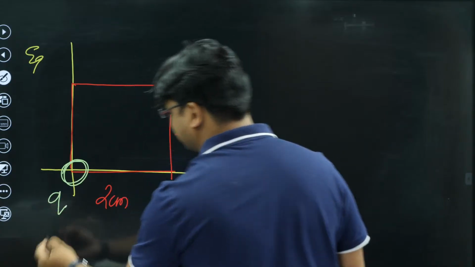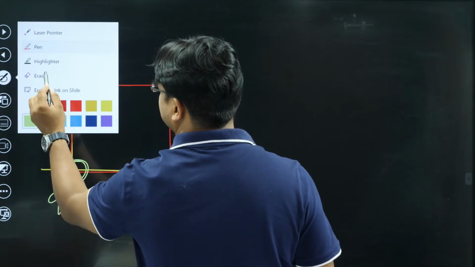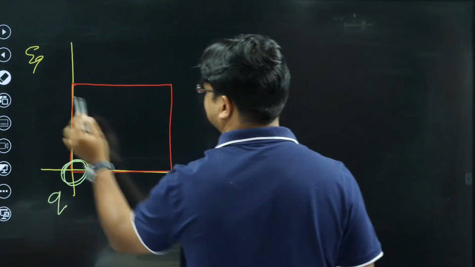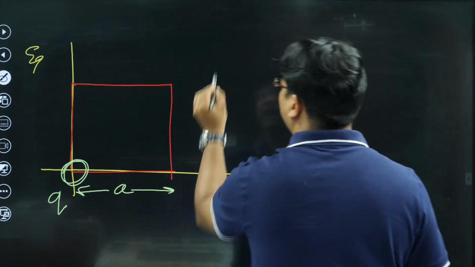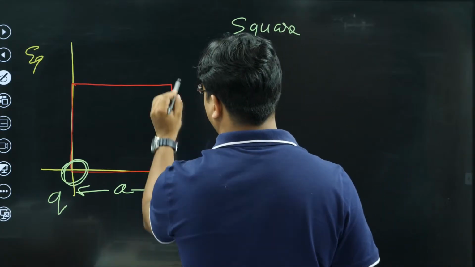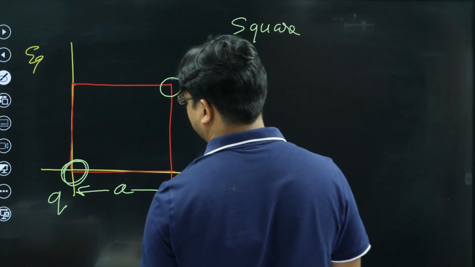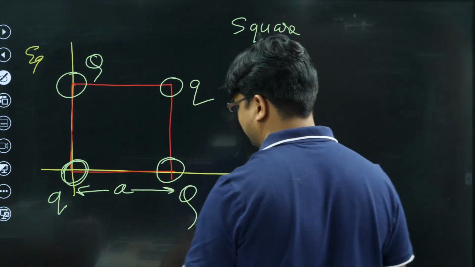Let me use symbols instead of numbers this time, or in that case, let me also replace this 2 by a symbol. So let's say the side length is a, and this is a square, and then I have another charge Q here, and then I have a charge capital Q here, I have a charge capital Q here.